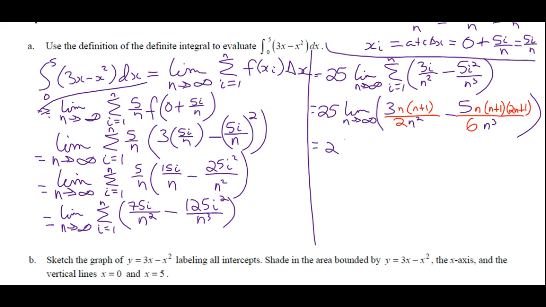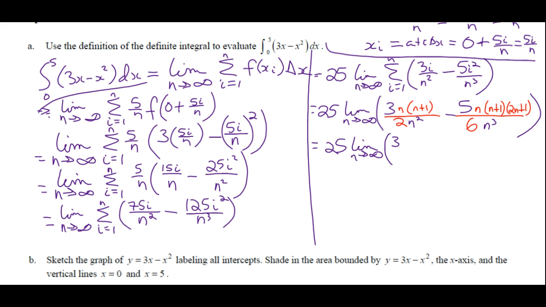Okay, so we got the 25. We've got the limit as n approaches infinity. So what we're going to do is split the n squared up into n times n, and we're going to divide this n by one of those, and we're going to divide this term by the other one of those. So that's kind of the key there, right?